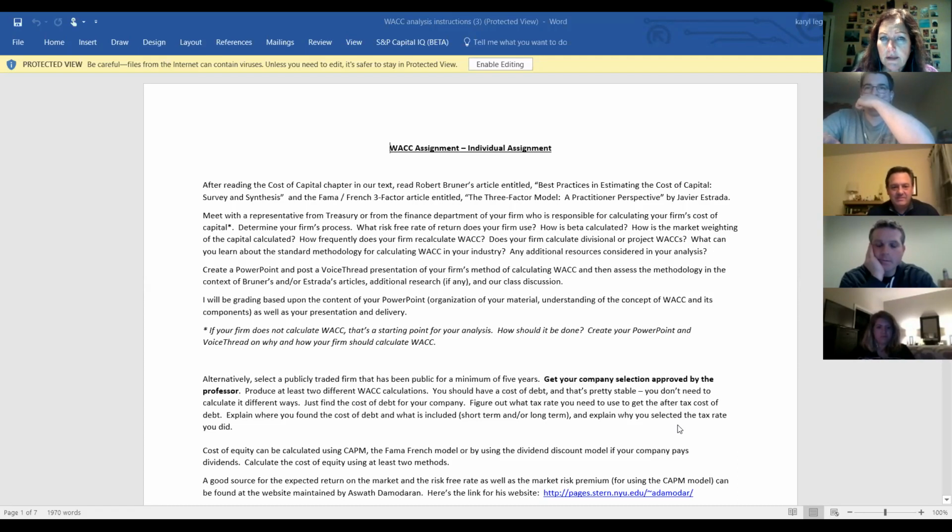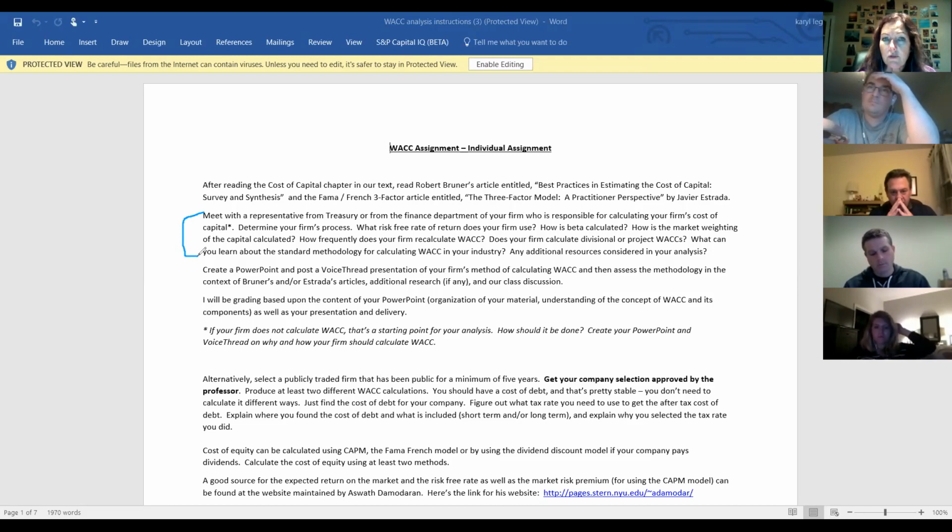I want to talk a little bit about this weighted average cost of capital assignment. This is the project that's due in a couple of weeks. What you're going to do is a voice thread. You're going to tell me how your company calculates its cost of capital. If you're able to meet with somebody within your treasury department, here are basically the questions you ask them: how do you go about calculating it? And then I want you to create a PowerPoint and do a voice thread presentation.